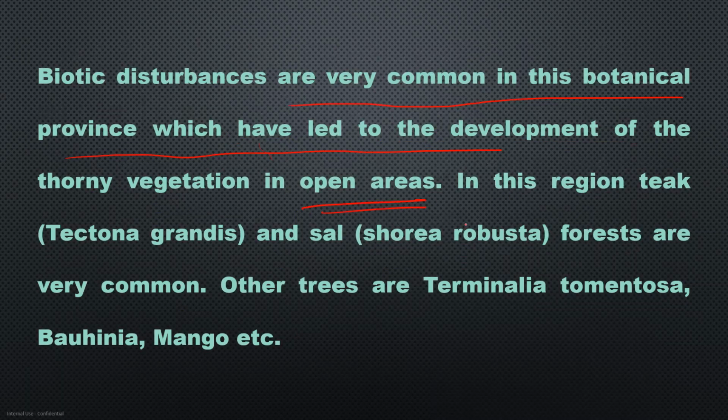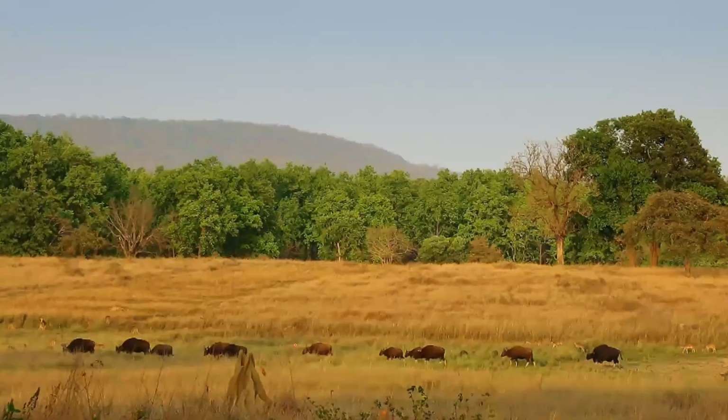Okay. In this region, teak, that is Tectona grandis, and sal, that is Shorea robusta forests, are very common. So you must remember the names of these two, Tectona grandis, that is teak, and sal. These are timber yielding trees. Okay, other trees are Terminalia, Bauhinia, mango, that is Mangifera. All these are also found here. See, this is how it looks.